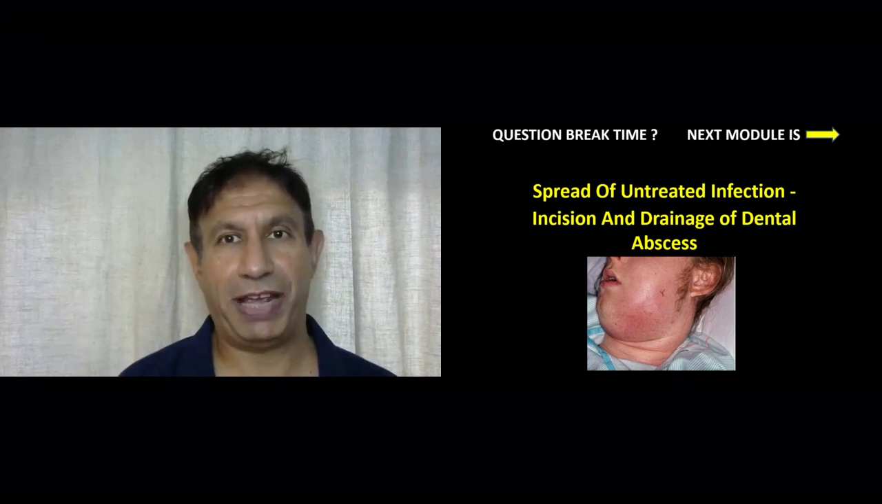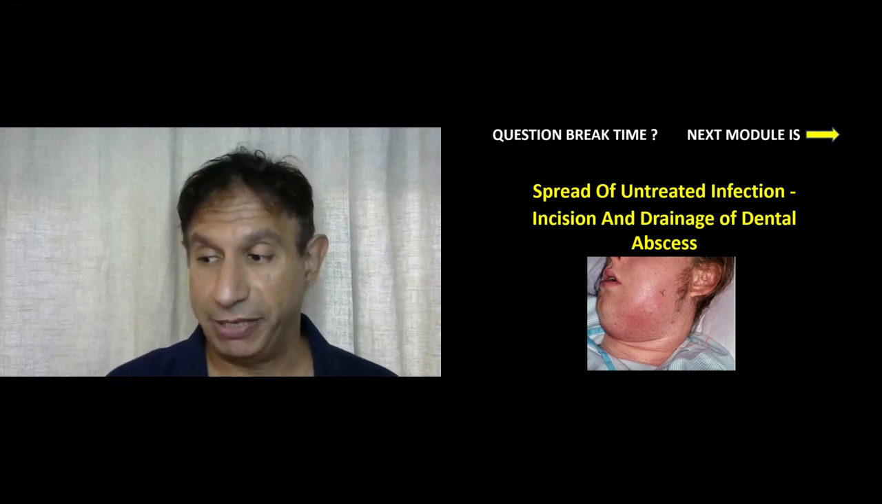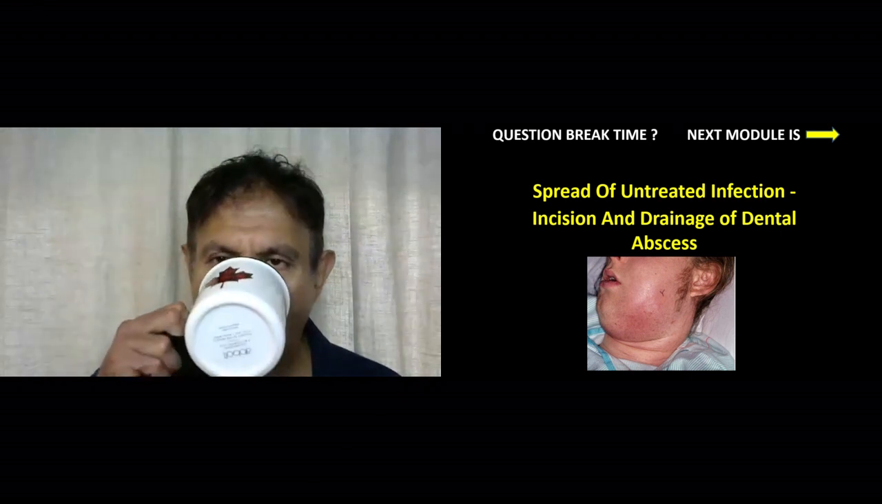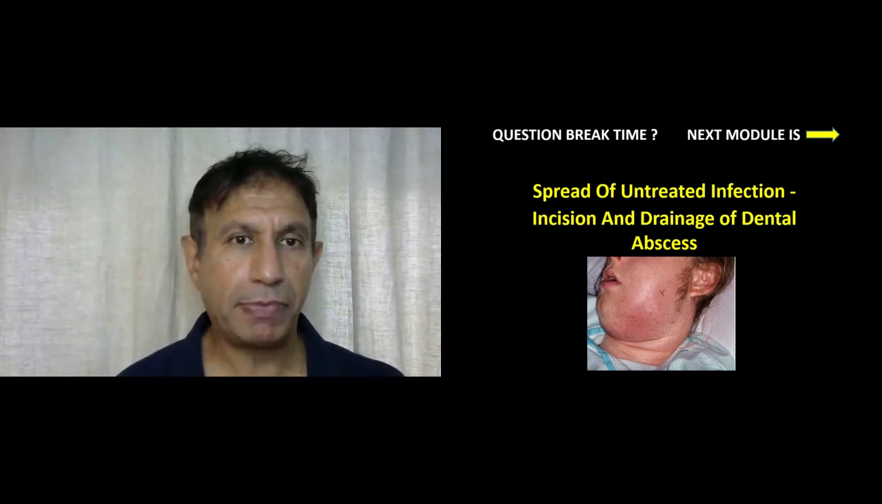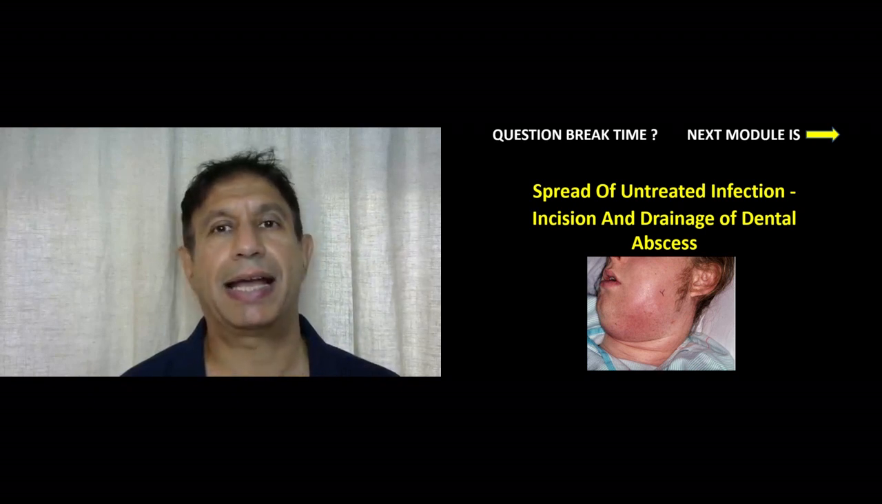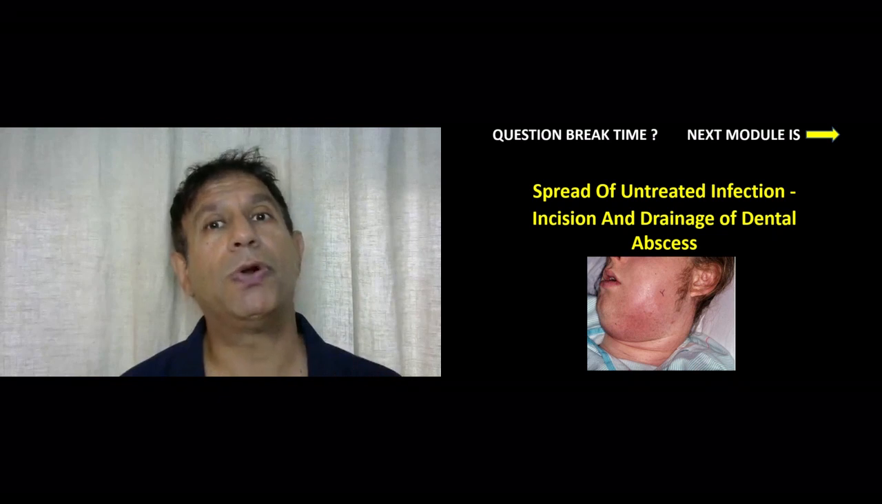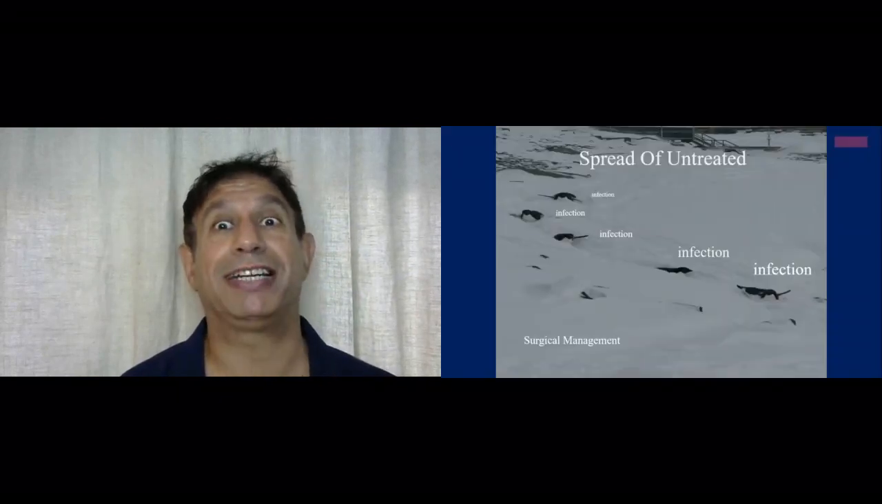Spread of untreated infection, incision and drainage of dental abscesses. Now, as I said, as a tooth gets infected, there are acids and gases from the dead pulp. These acids and gases leak out from the root and go into the bone. From the bone, they have to go somewhere and they develop into an untreated infection.